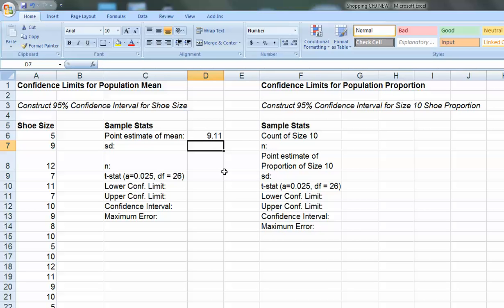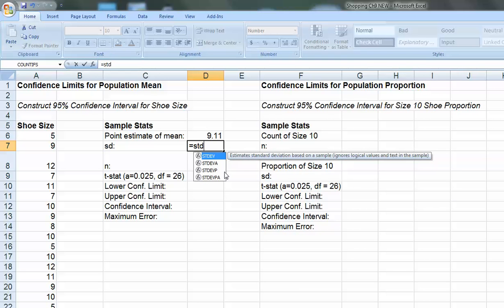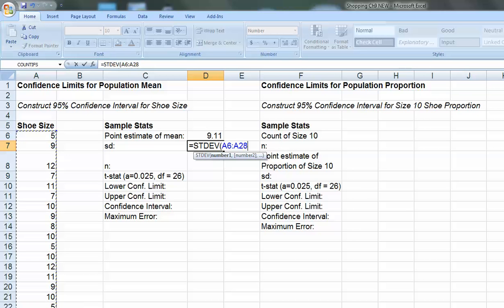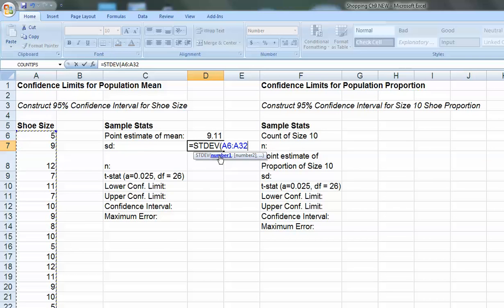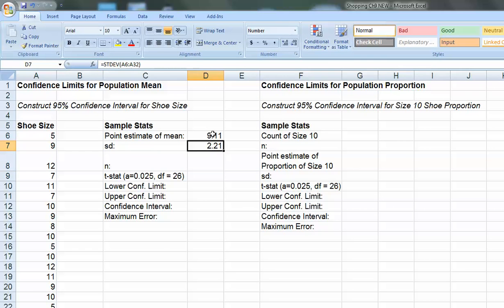What is the standard deviation? Now, we've used that descriptive statistics function before in our Excel add-in, but Excel also has a real simple equation for doing this. If I can remember it, STDEV, there it is. And once again, I need to grab my data and say boom. So the average shoe size is 9.11 with a standard deviation of 2.21.